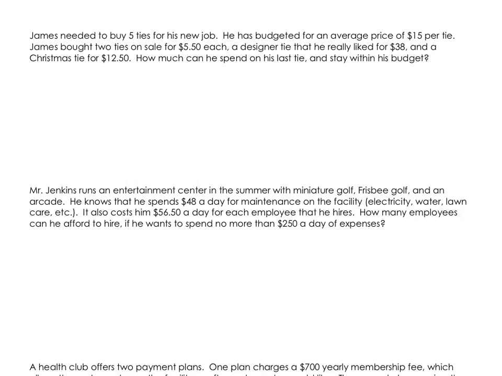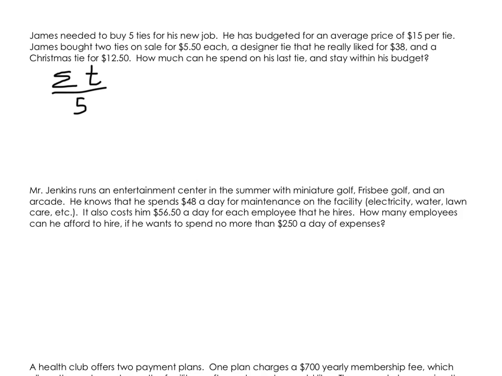Well, let's see. He needed to buy 5 ties. He has budgeted an average price of $15 per tie. How do you calculate average? You want to add up all the ties. Another way to say add them all up is a capital sigma. It means sum the ties and divide by however many ties you have, which is 5. So we're going to sum up all those ties.